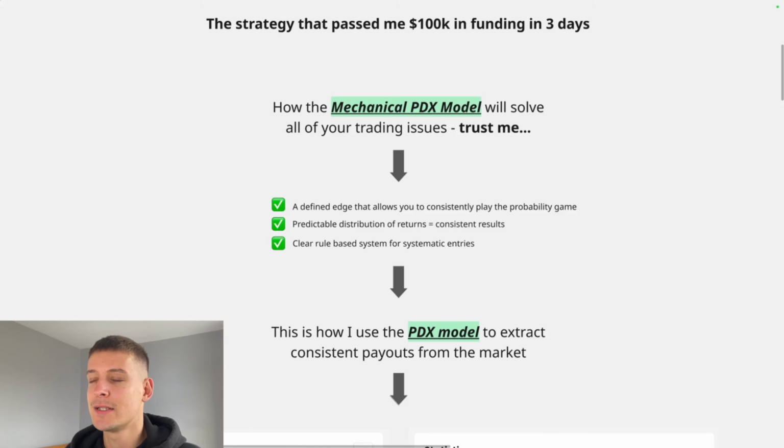And again, the reason I apply this mechanical model is because it's a clear rule-based system for systematic entries. And this allows you to clearly define whether something's a good trade, whether something's a bad trade, whether you need to take this trade or whether you don't. Very often what I see with traders is they struggle to define what is a setup and what isn't, and they struggle to know whether to trust something or not trust something. And so the whole idea of this mechanical model and having a clear rule-based system is to really stamp out any of this hesitation and uncertainty when it comes to looking and identifying setups.